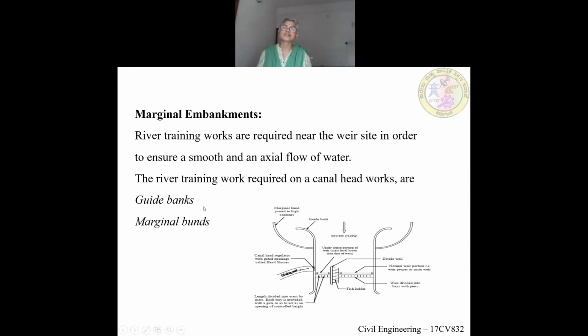Then the marginal embankments. These are the marginal bunds which are constructed near the weir side in order to ensure a smooth and axial flow of water. This is called river training work. They are required at the canal head works. The river training works are the guide banks and the marginal banks.